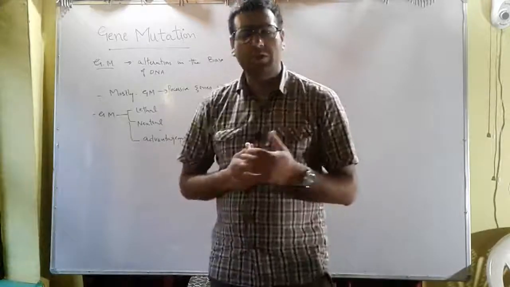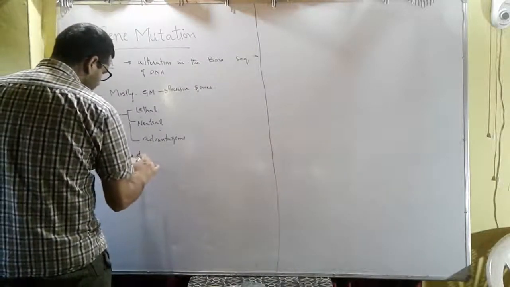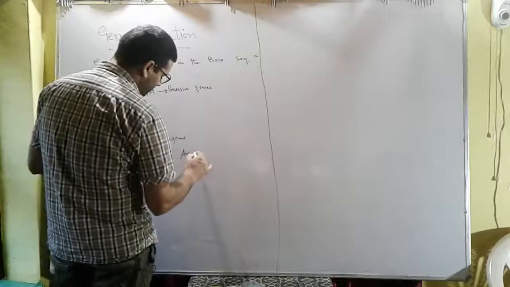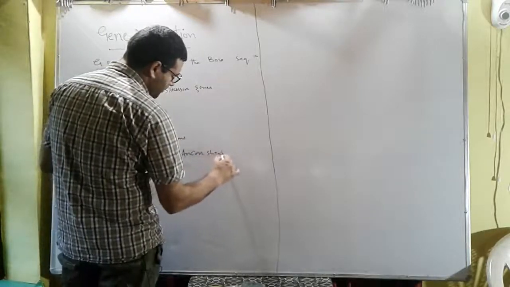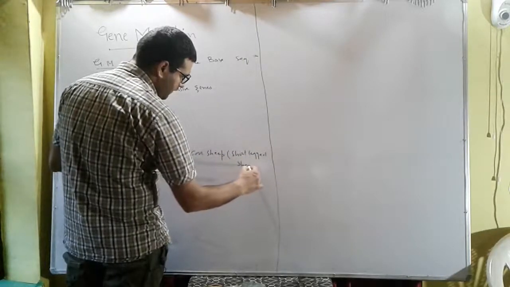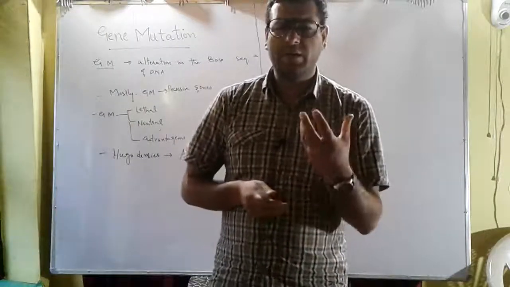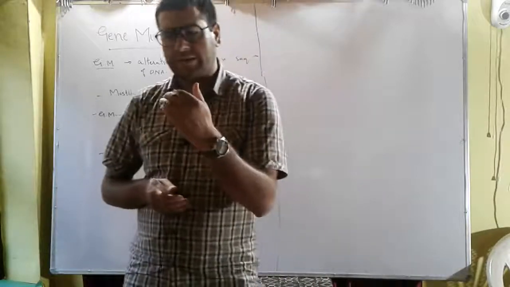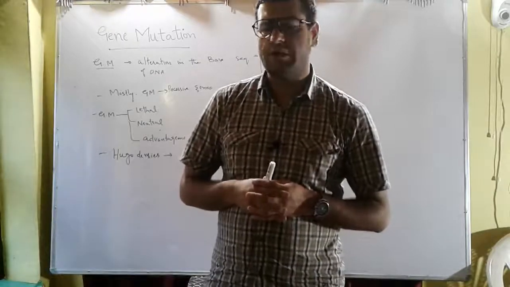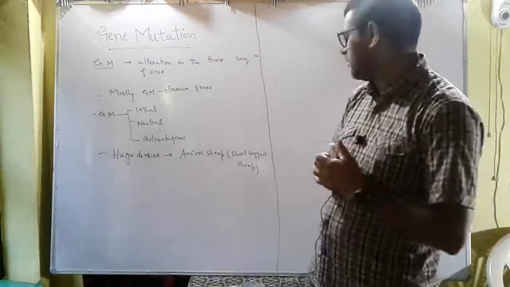Then we have this mutation. It was first recorded by Hugo de Vries, and he recorded it in the Ancon sheep. It is a short-legged sheep. He observed that in a group of sheep, one sheep had very short legs, so he said this is basically a gene mutation. The Ancon sheep is a short-legged sheep as compared to the other sheep, which have long legs.